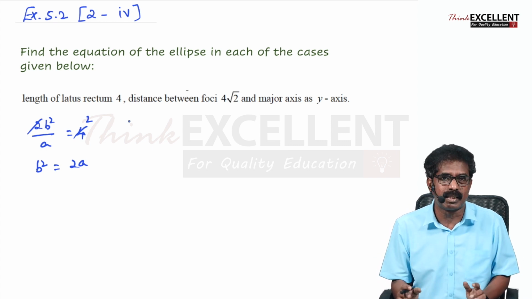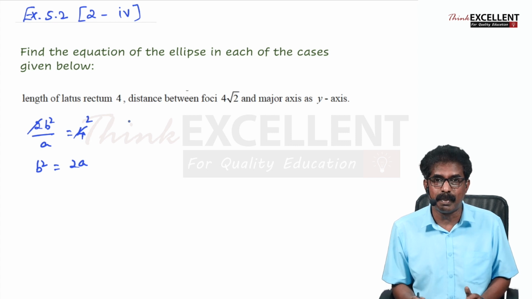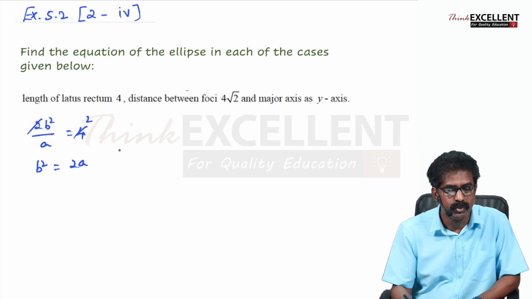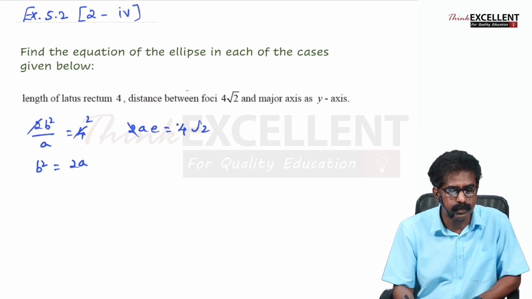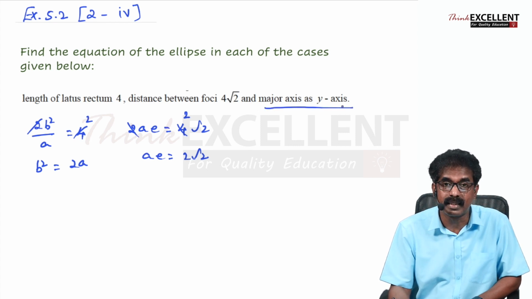Whether it is first type or second type. Distance between directrices is 2a by e, right? Because center to directrix is a by e. So the distance between foci, that is 2ae, equal to 4 root 2. Cancel 2 table. So AE is equal to what? 2 root 2.